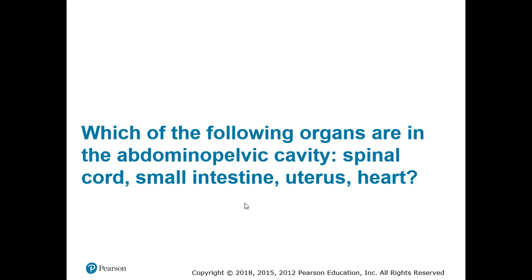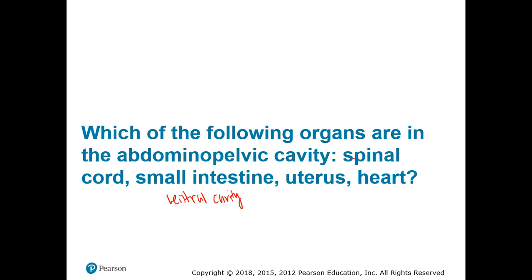So which of the following organs are found in the abdominal pelvic cavity? I want you to pause this video and see what you guys come up with. First off, abdominal pelvic, remember, that is a subdivision of the ventral cavity. And this is going to be below your diaphragm. So this is everything below your diaphragm.